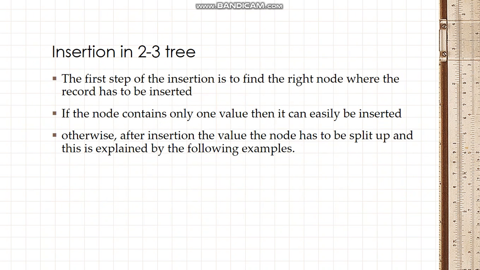Insertion in a 2-3 tree. The first step of the insertion is to find the right node where the record has to be inserted. If the node contains only one value, then it can easily be inserted. Otherwise, after insertion, the node has to be split up, and this is explained by the following examples.